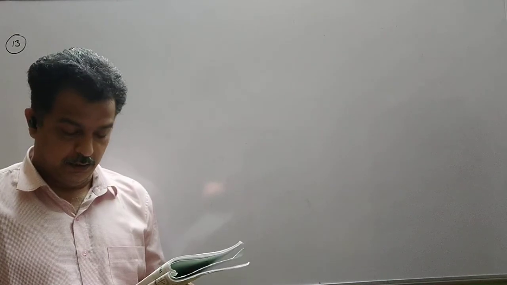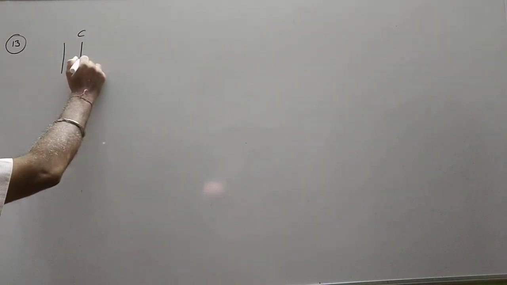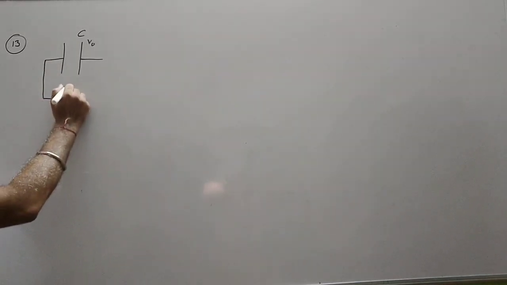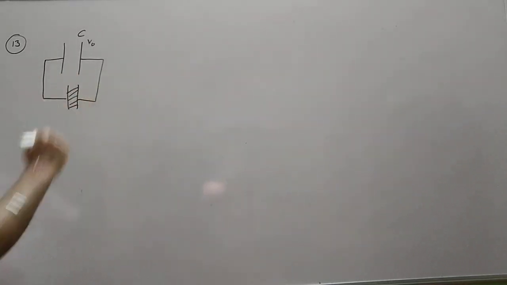MCQ number 13. An uncharged capacitor with solid dielectric is connected to a similar air capacitor charged to a potential of V naught. So here we have a capacitor in which air is the dielectric and its potential is V naught. Now it is connected to a similar capacitor but with a dielectric. Initially it was uncharged and now it is connected.